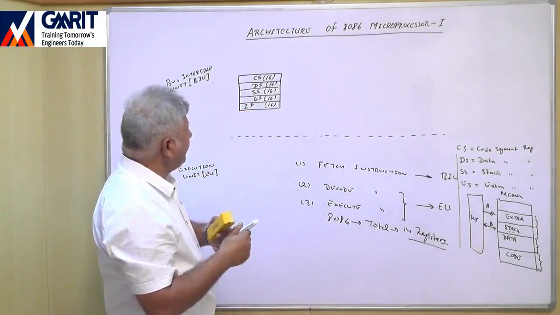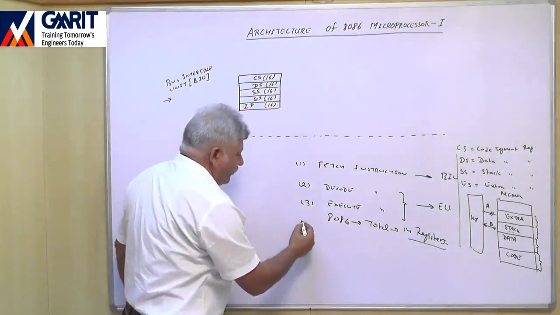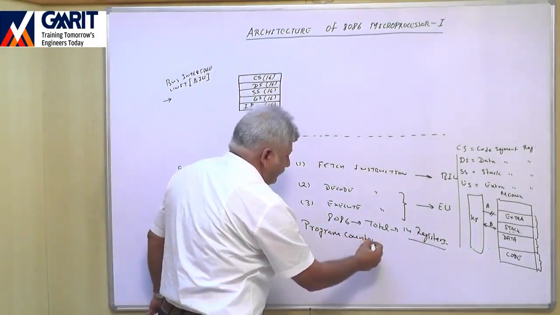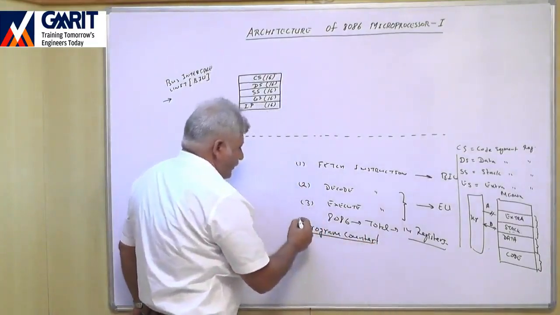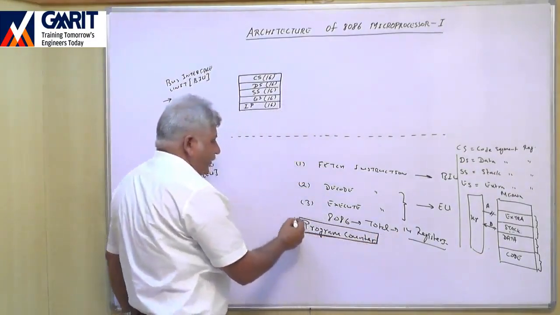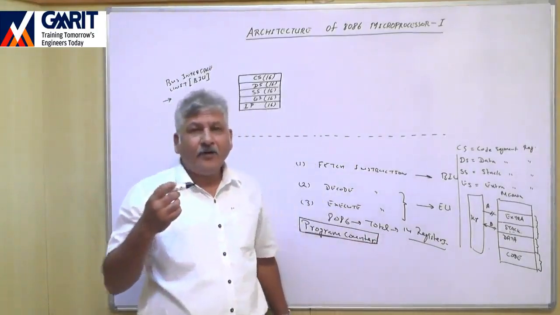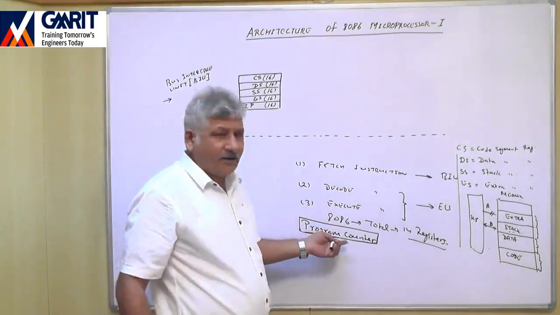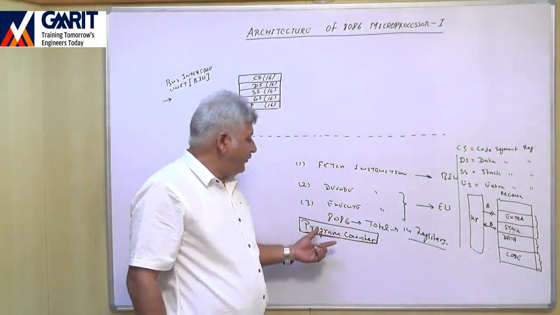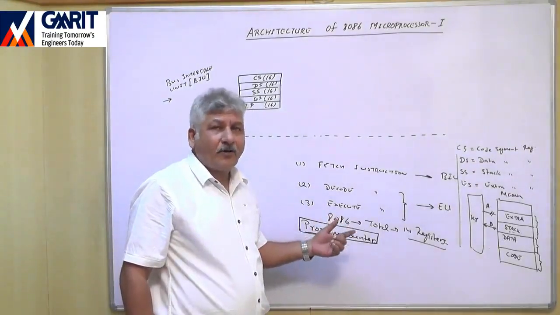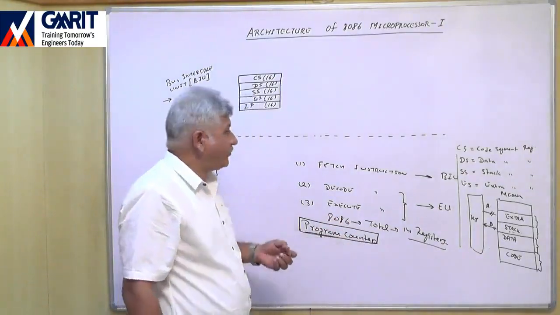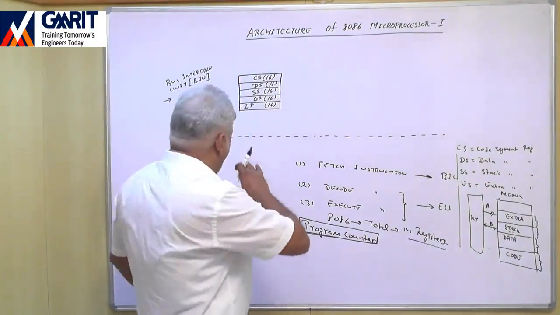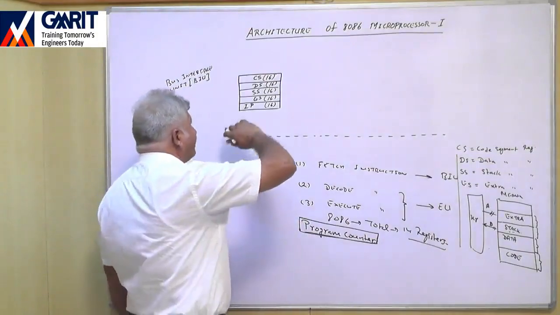Now, the instruction pointer is just similar to the program counter. We already discussed that the purpose of the program counter is that it points to the memory location from where the next instruction is to be fetched. That address is in the program counter register. In some processors we call it the program counter, and in some we call it the instruction pointer. Here in 8086, it is called the instruction pointer. All these registers are 16-bit registers.